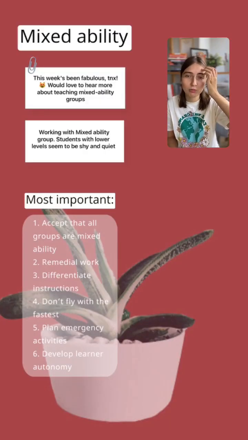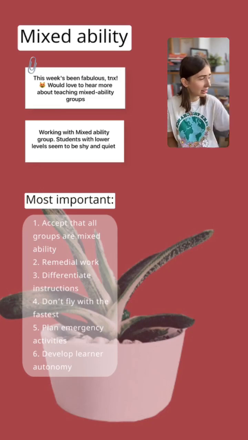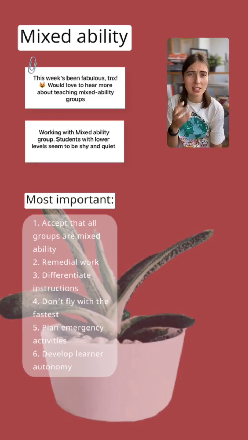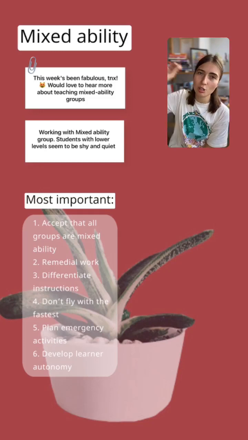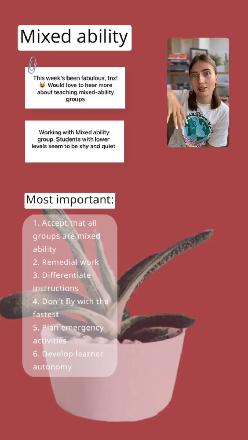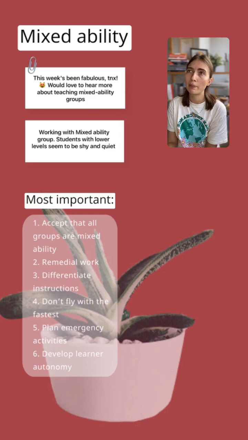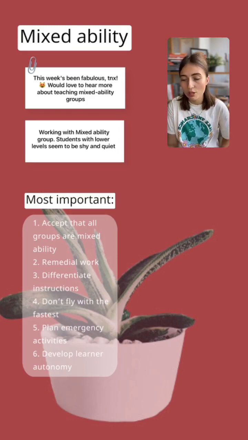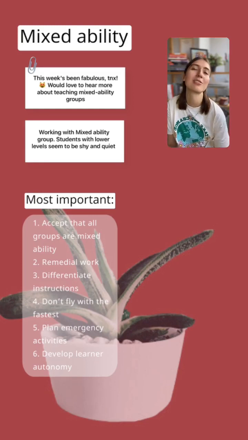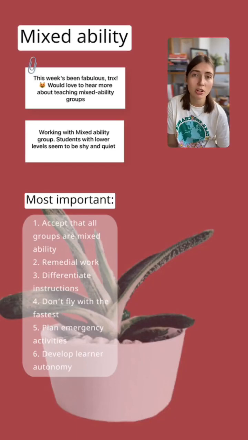Then tip number 4, when it comes to mixed ability classes, don't fly with the fastest. I know it's very tempting to see your strongest student, your faster student, and then run with them. But no, this is not what you need to do. You need to make sure that you provide ample opportunities for everyone to pick up while sustaining stronger students' motivation. It's a tricky task, yes, but don't fall into this trap of flying with the fastest.